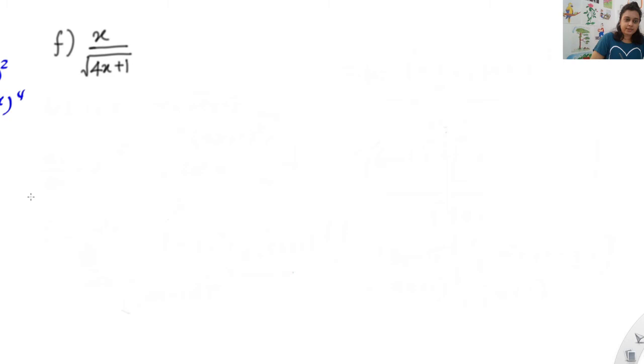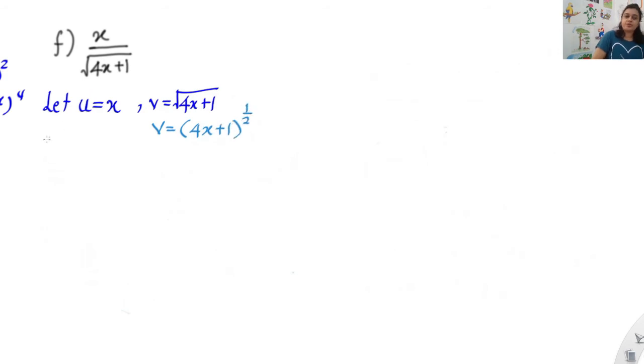If you look at F here, again we're going to use the quotient rule because up is x, down also has x. First of all, you need to know what your u and your v are. Your u is going to be x, the up one. Your v is going to be the square root of 4x plus 1. Before you differentiate, change it to (4x plus 1) to the power of 1 over 2. It's easier when you want to differentiate.